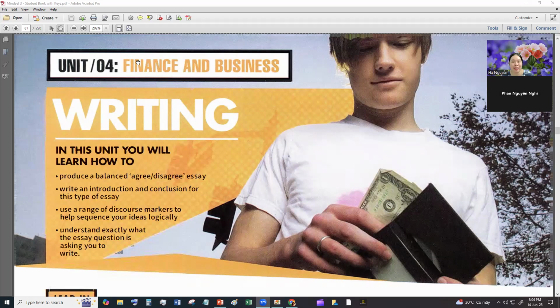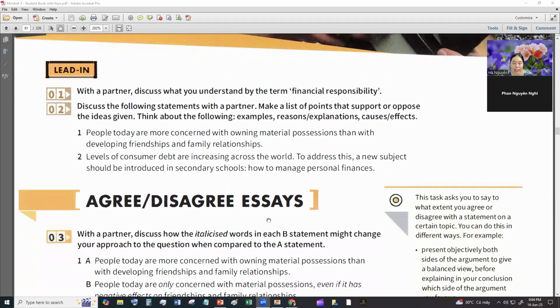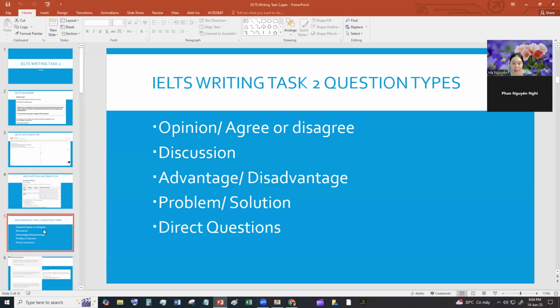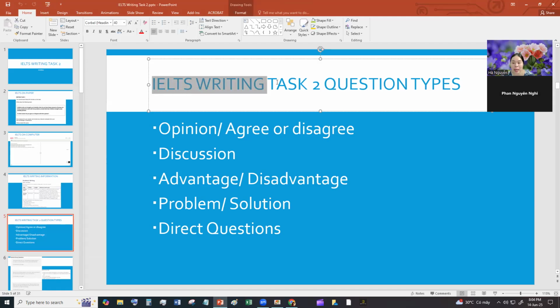Thank you very much. So you see, in Unit 4, we return to IELTS Writing Task 2, and specifically the agree or disagree essay. Before we move into the practice section of the unit, let's learn some more about the agree or disagree essay, or opinion essay. Remember, for IELTS Writing Task 2, there are 5 main question types: opinion or agree or disagree, discussion, advantage, disadvantage, problem solution, and direct questions. So today we'll look at the opinion essay.